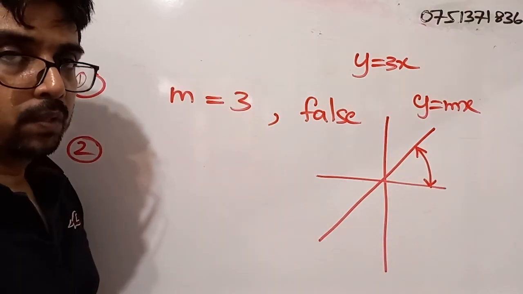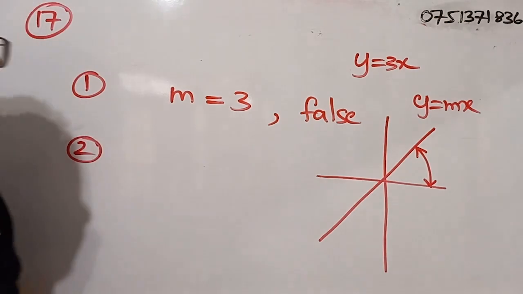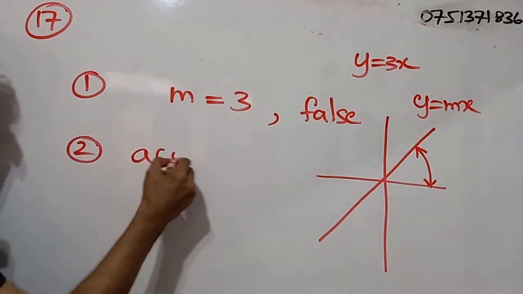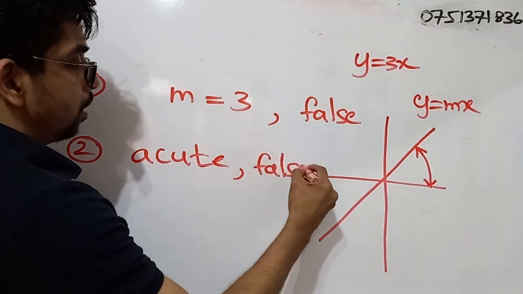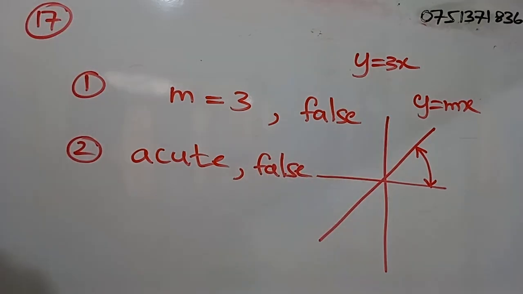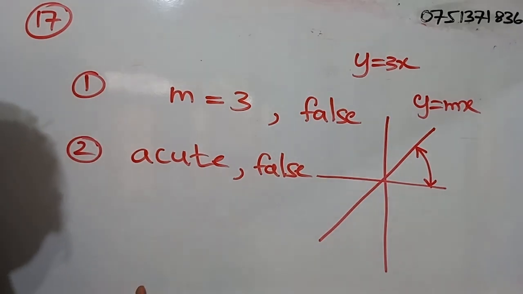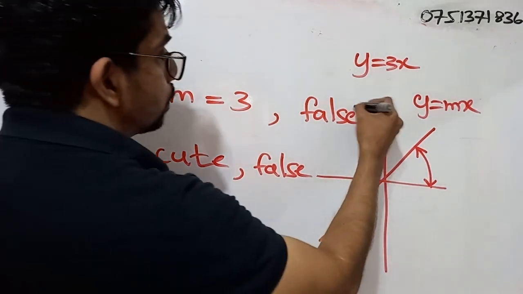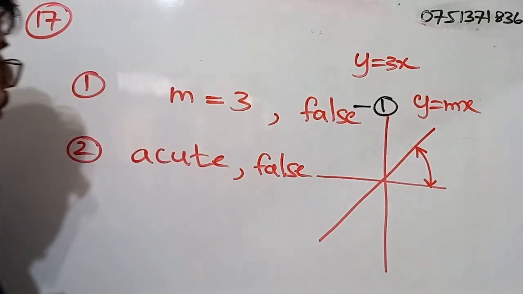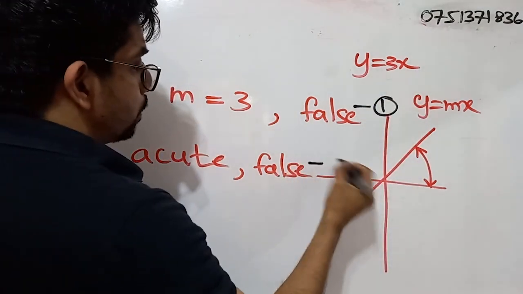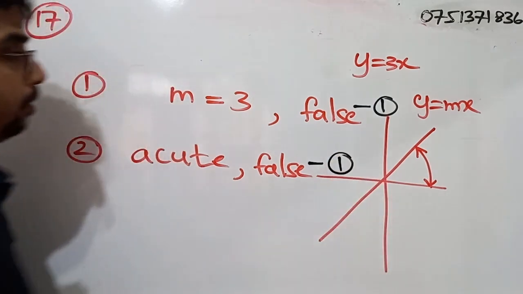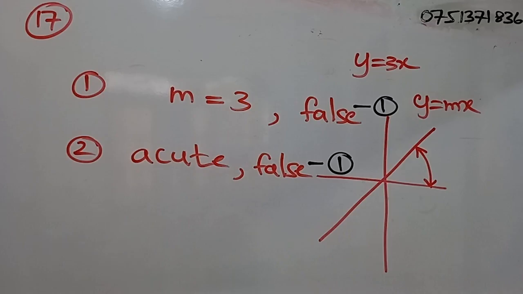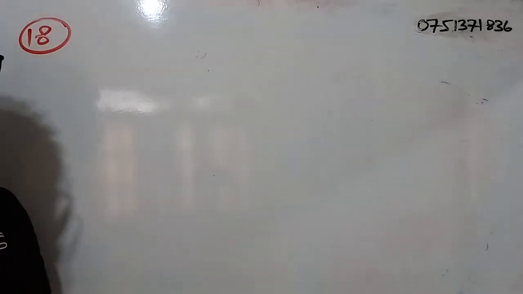Is it an obtuse angle? No. It is what? An acute angle. So the angle is acute. So the statement is false. Right? So for part 1, the correct response is false. So you will be getting 1 mark. For part 2, the correct response is false. So you will be getting another 1 mark. Altogether 2 marks. Right. Question number 18.